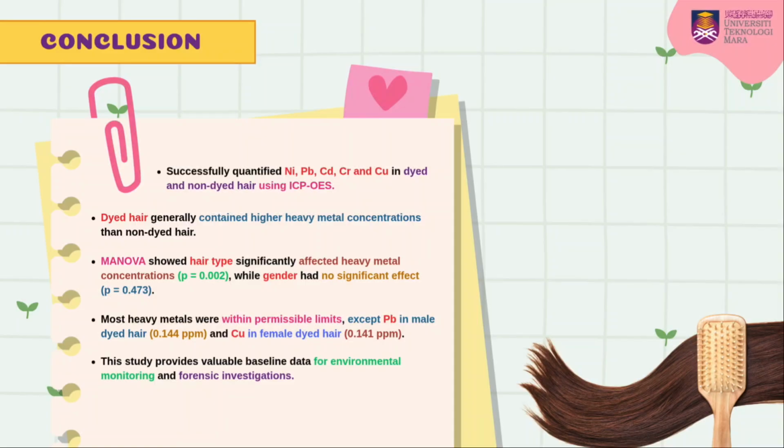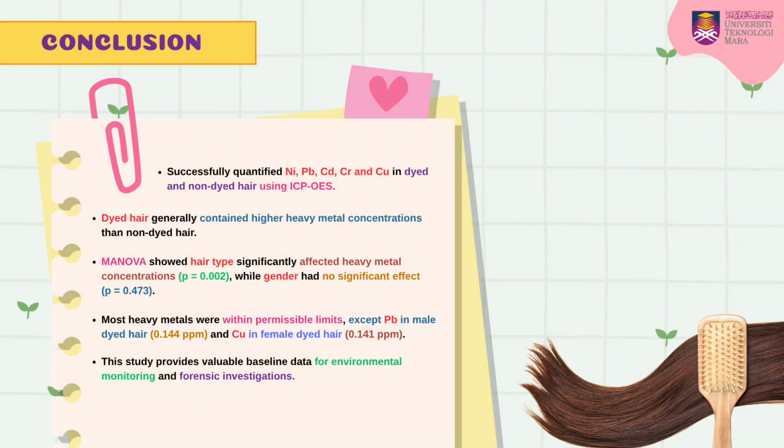In conclusion, this study successfully achieved its objectives, which were to quantify the concentration of the selected 5 heavy metals, namely nickel, lead, cadmium, chromium, and copper, in dye and non-dye Sarawakian hair samples using ICP-OES, and to compare heavy metal concentration in both female and male participants. Among the analyzed metals, copper recorded the highest overall mean concentration, while cadmium showed the lowest.